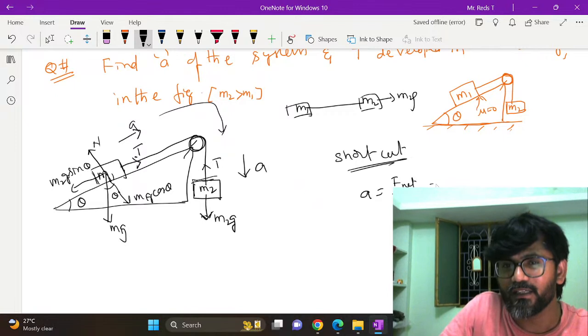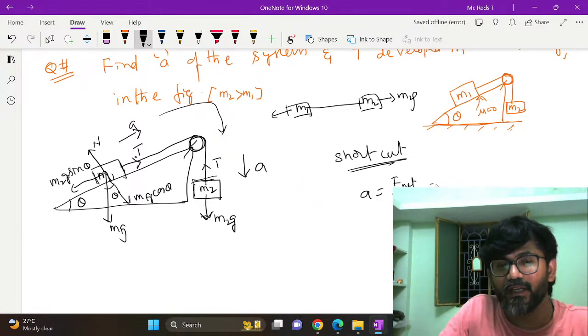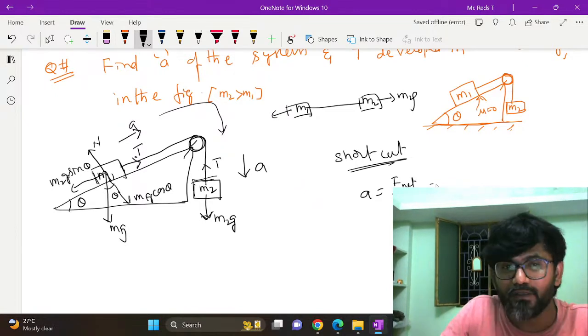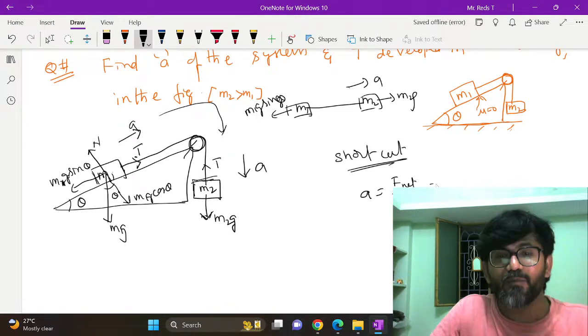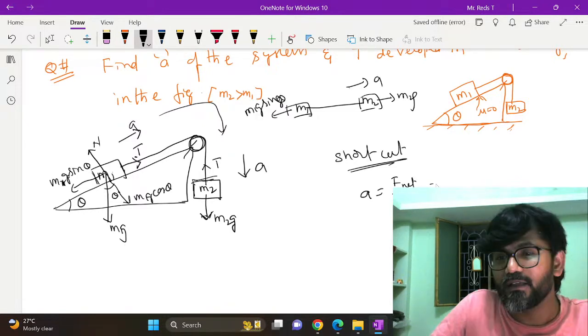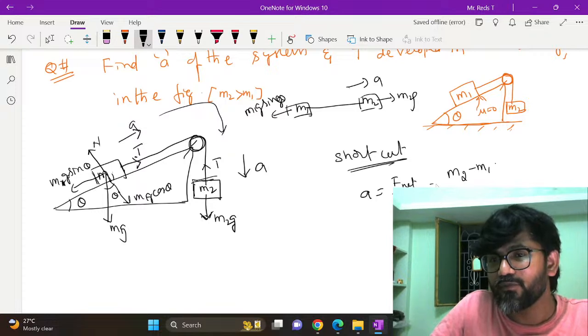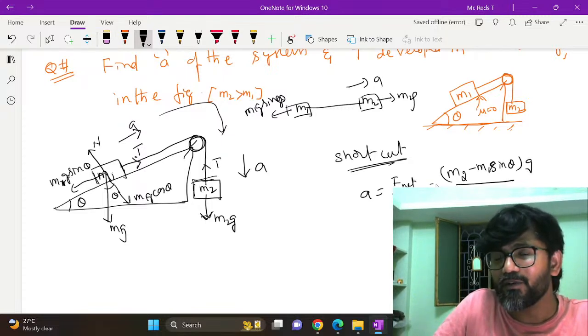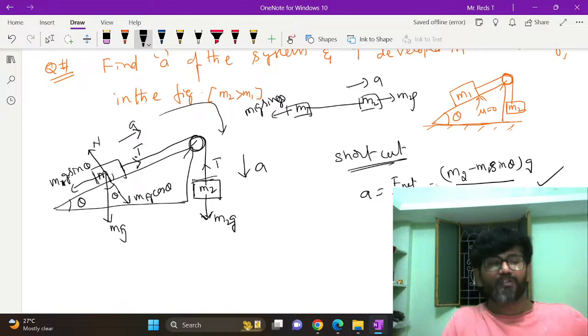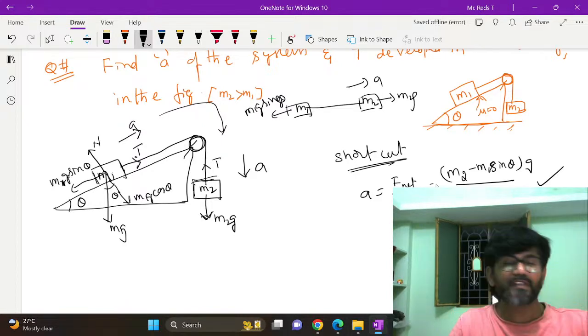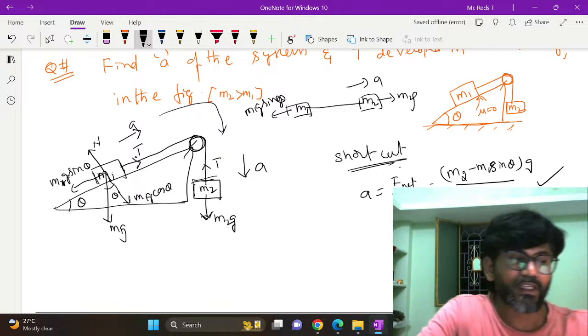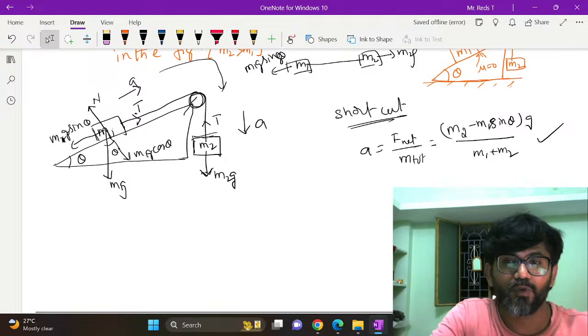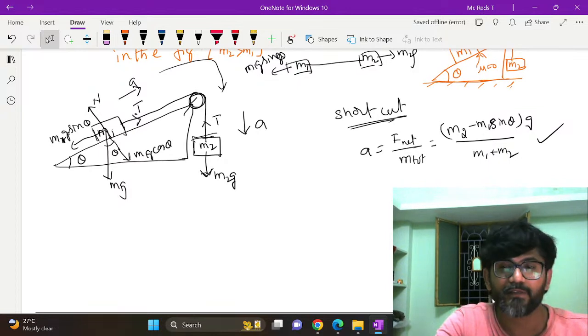M2G is acting here, and on M1, M1G sin theta. So G is common, so you can write (M2 minus M1 sin theta) into G by the total mass, M1 plus M2. That's it. This gives the acceleration by the shortcut. Oh, again this is blocking the picture. Pull down.